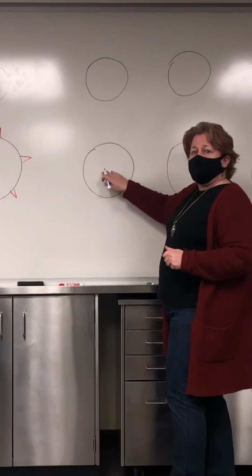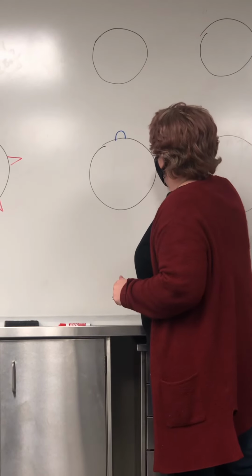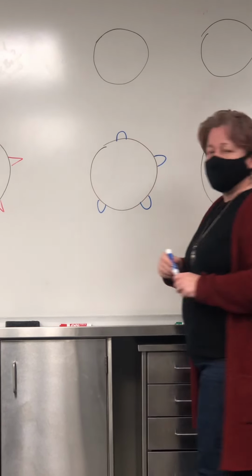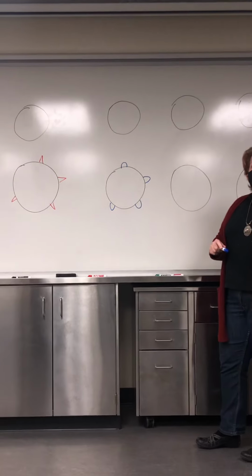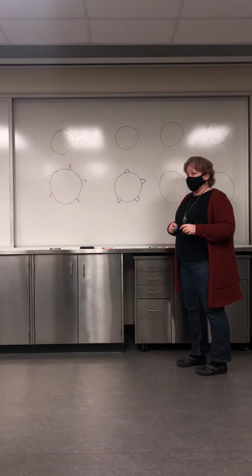On this cell right here, we're going to draw in blue, we're going to draw a different type of antigen that is round. And we'll start off with that. So we see that there's two different types of antigens on these cells.